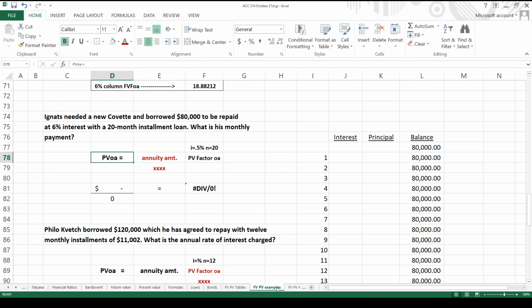So the present value of the ordinary annuity is the loan amount. That's the $80,000. Now we need a factor. But you're not going to look up 6%. Since it's monthly, you're going to look up 1/12 of 6%, which is 0.5%. So 20 monthly payments at 0.5%. So we'll go to our present value ordinary annuity tables and pick up that number.